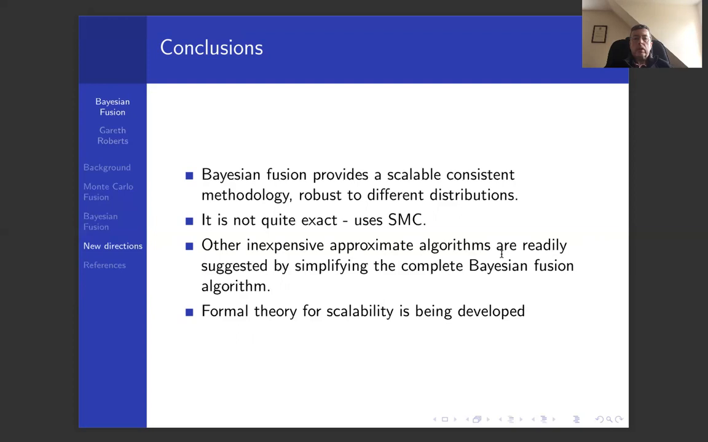We can use the Bayesian fusion methodology to suggest other approximations. And it's interesting that consensus Monte Carlo can be thought of as an approximation by simplifying some of the steps in one particular type of Bayesian fusion algorithm. And I haven't talked about it at all today, but we're developing quite a lot of theory to support the scalability of our Bayesian fusion in different contexts. And that will be presented in the preprint of the Bayesian fusion paper when it's next updated.